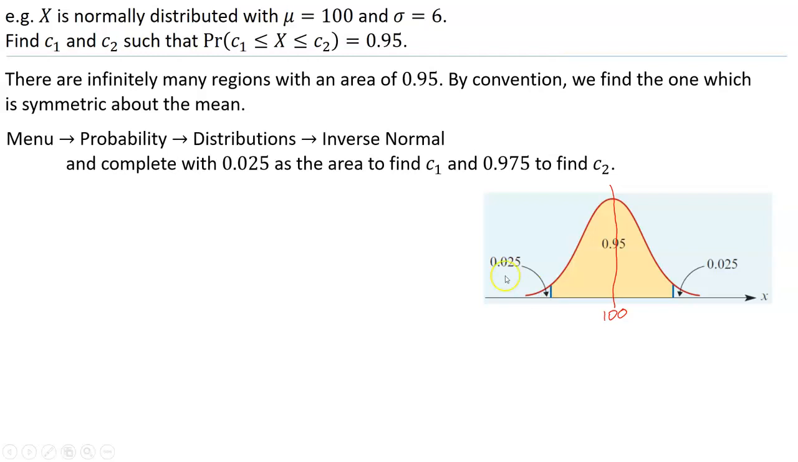Then I do menu, probability, distributions, inverse normal for 0.025 for the area for this part. When you're doing inverse normal, it only does probabilities less than a certain amount. So it can do this to find C1, but then to find this C2 value here, I need the area of all of this part. So that's 0.95 plus 0.025. That's where 0.975 comes from to get C2.